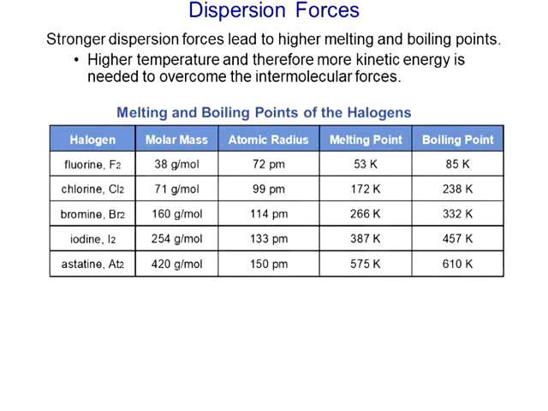So, stronger dispersion forces lead to higher melting and boiling points. So not only does the melting point increase, but the boiling point increases. Higher temperature and therefore more kinetic energy is needed to overcome the intermolecular forces. So we show you here a table that shows the molar mass and the atomic radii. And as the atomic radii increase, you note the melting point and the boiling point increase. The atomic radii increase as we go down the periodic table. So you want to be aware of that.